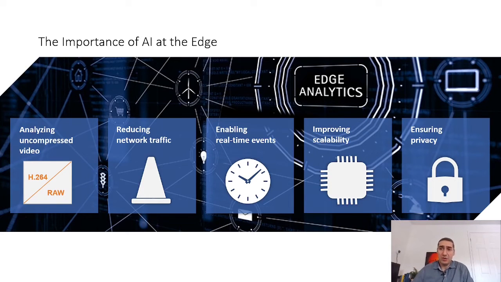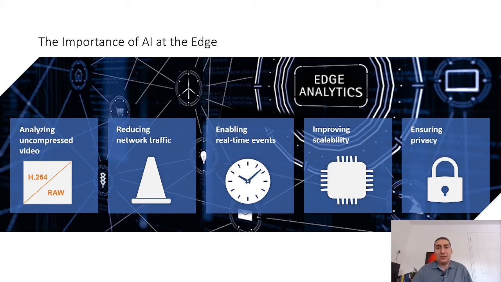Improving scalability. Because of this edge independency, now if you want to expand your system, if you want to add more IoT devices to your system, you need less processing power on your servers. So you can add them easily without upgrading or updating your backend. The same existing backend that you have can handle more terminals and edge devices.